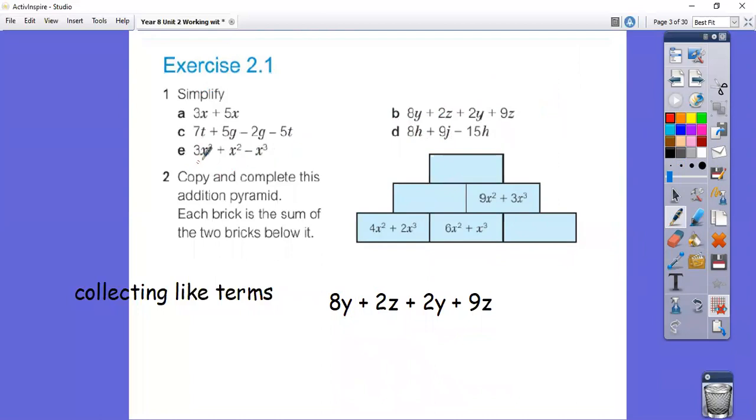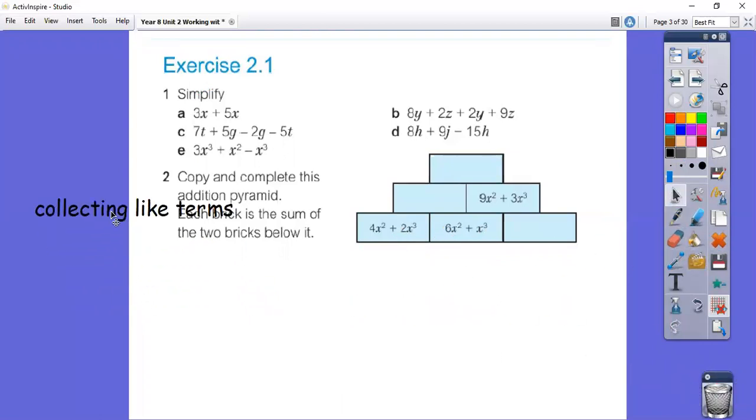As I said, always be careful when you're collecting and simplifying. Make sure you look at the sign in front of the letter. So that's a positive x squared, and that's a negative x to the power 3. This is also x to the power 3. So you've got to bring the same creatures together. Part 2, each brick: this plus this will give you this brick here. So you've got 4x squared plus 2x cubed, and 6x squared plus x cubed. Again, bring the same creatures together.